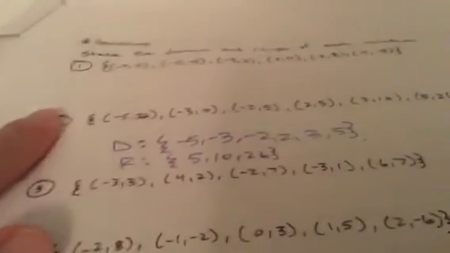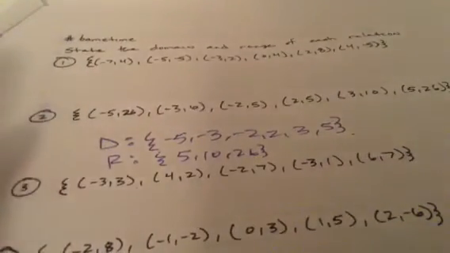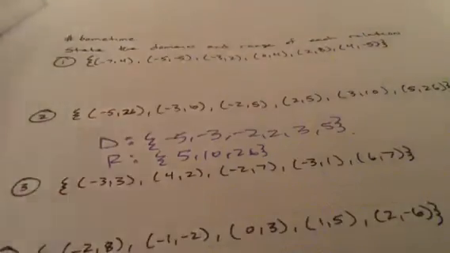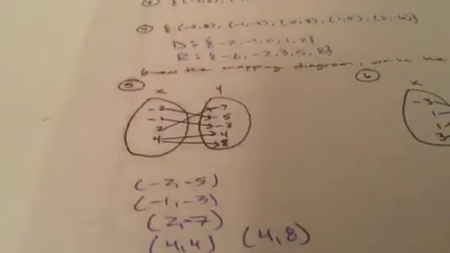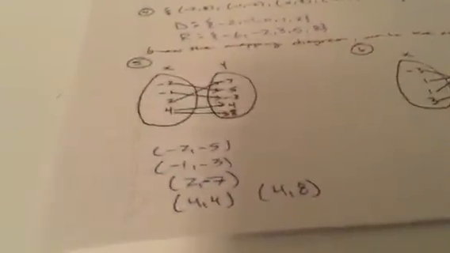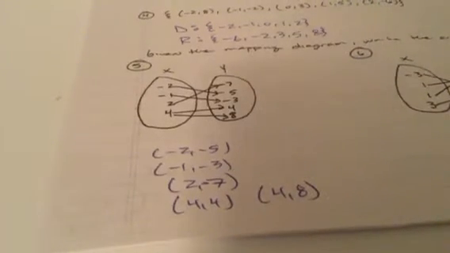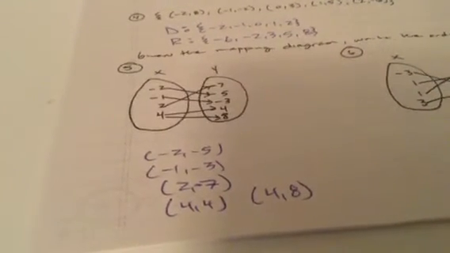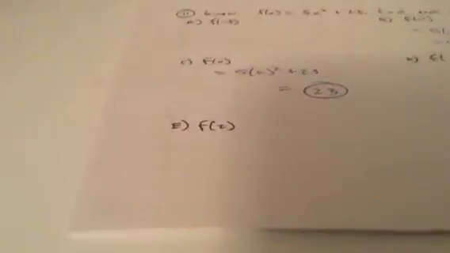Number 2, again, domain, we write down each unique number, and then the range, again, we write in set notation, that's a piece of cake. Number 5, given the mapping diagram, write the ordered pairs: (-2, -5), (-1, -3), and so forth. Notice you have 4, 4, and 4, 8. That should be pretty easy.